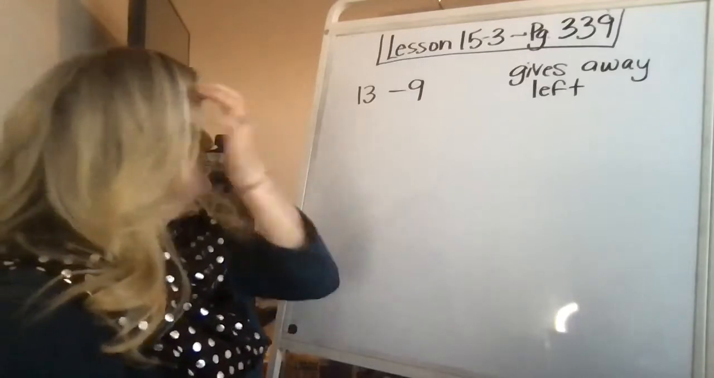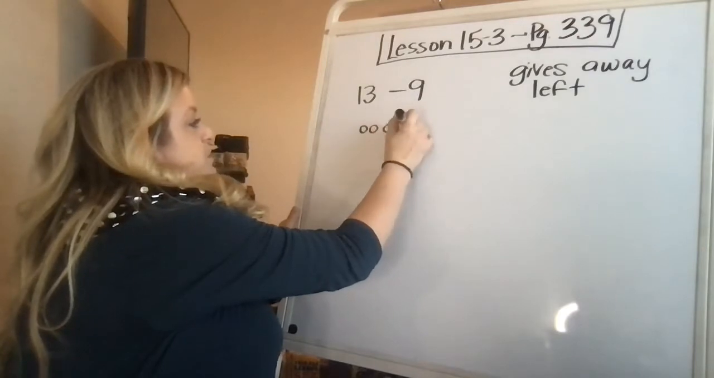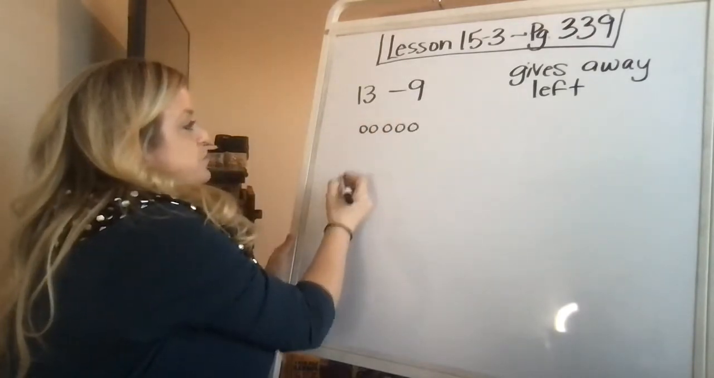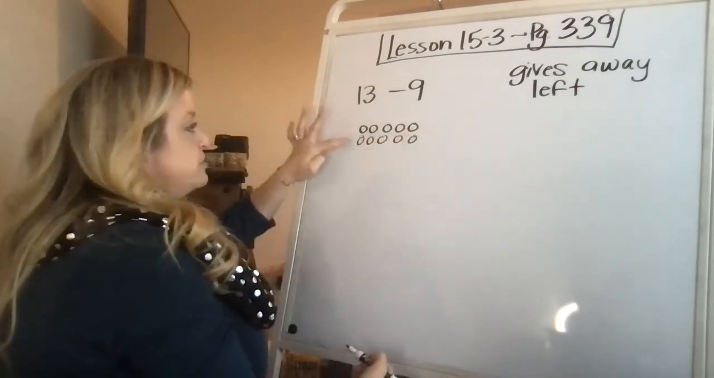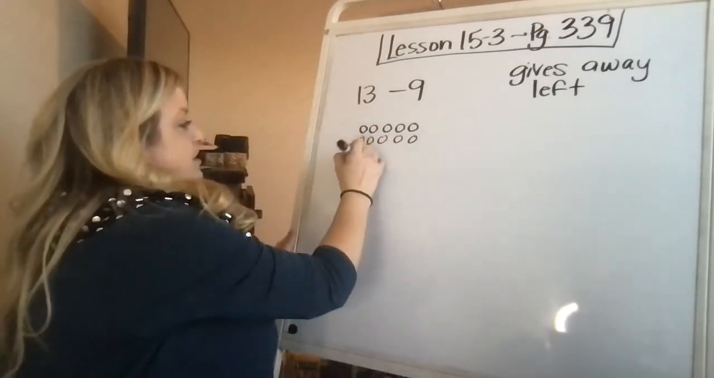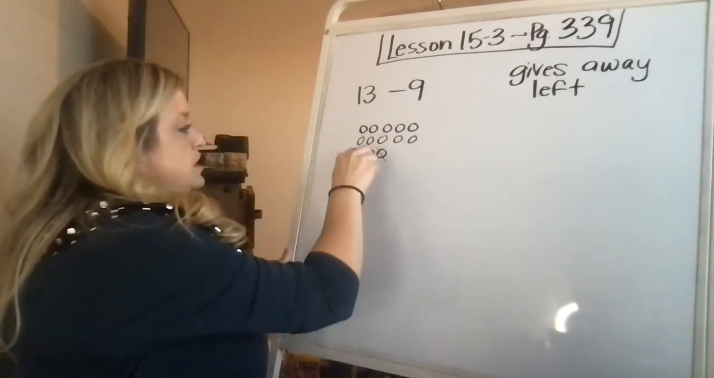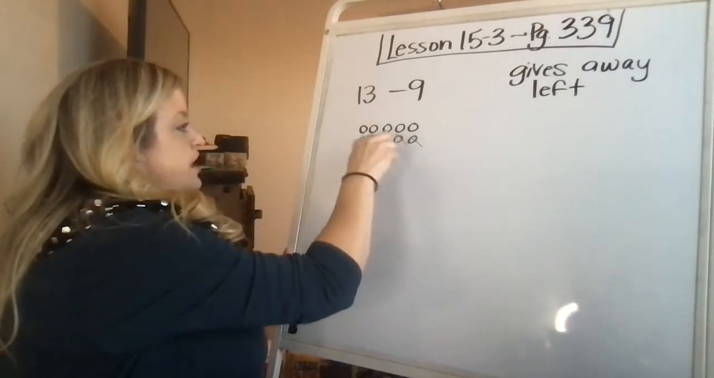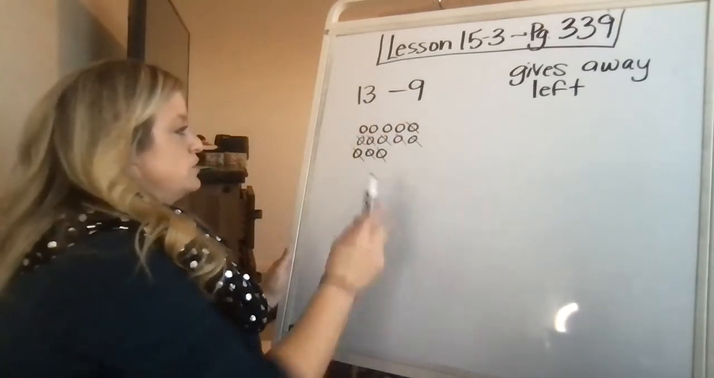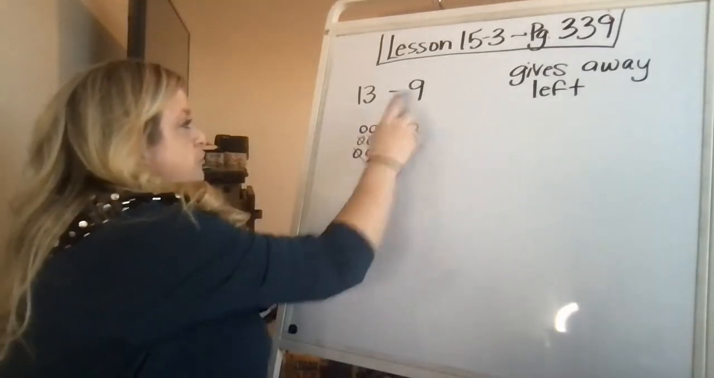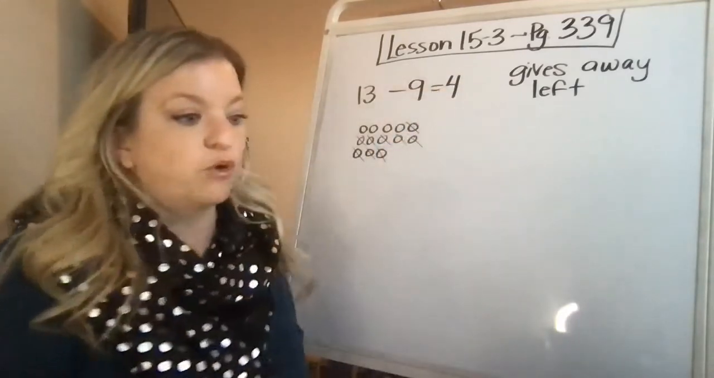All right, so you can do dots. 1, 2, 3, 4, 5. I like to put them in rows of 5. 1, 2, 3, 4, 5. I know 5 plus 5 is 10. Count on 11, 12, 13. Now I'm going to cross out 9. 1, 2, 3, 4, 5, 6, 7, 8, 9. Count what's left. 1, 2, 3, 4. 13 minus 9 equals 4.